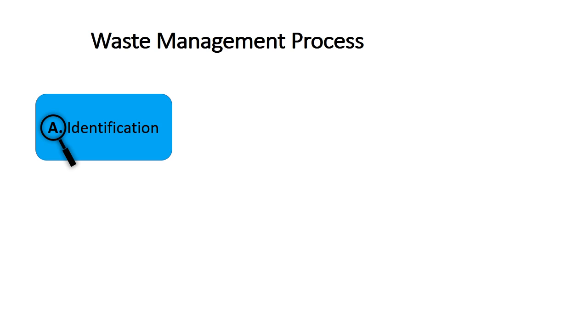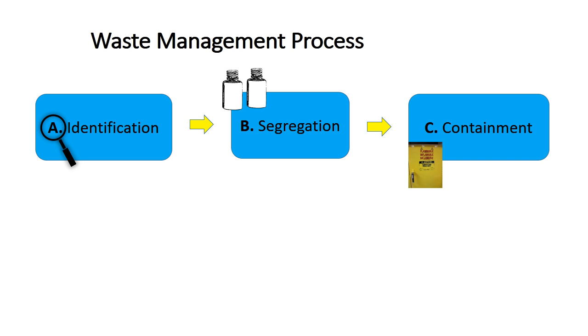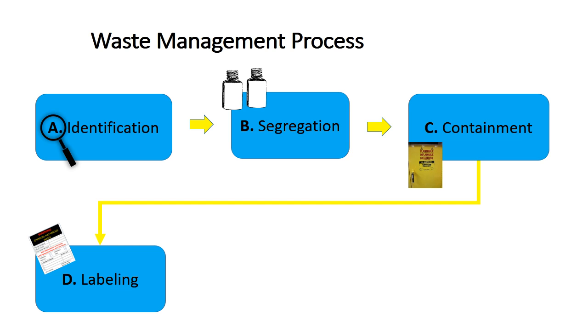To process waste, it should be managed using the following steps. First, identifying the chemical properties of the waste. Second, segregation of chemicals based on their properties. Third, knowing the type of container needed to store the waste. Fourth, labeling the waste with essential information.